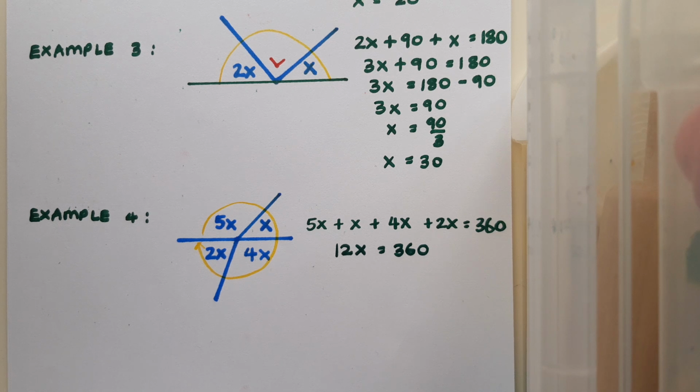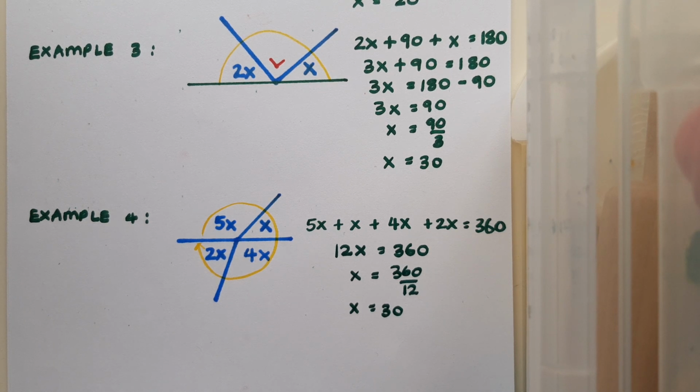So what do you think 1x would be then? Well, I can work this out by saying 360 divided by 12. And so x is equal to 30 in this case. And again, I can just double check. x is 30. 5x's is 5 30s, that's 150. 2x's is 60. And 4x's is 120. And when I add the 4 of these together, I get 360. So my solution for x is correct.